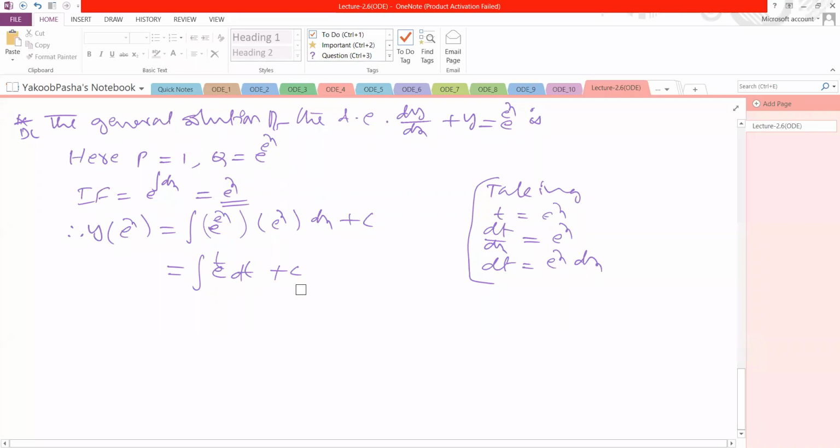Okay, I am writing again: integral of e to the power of t dt, plus c. So this is equal to e to the power of t plus arbitrary constant c, that is e to the power of x plus c. This is the general solution of the given differential equation.